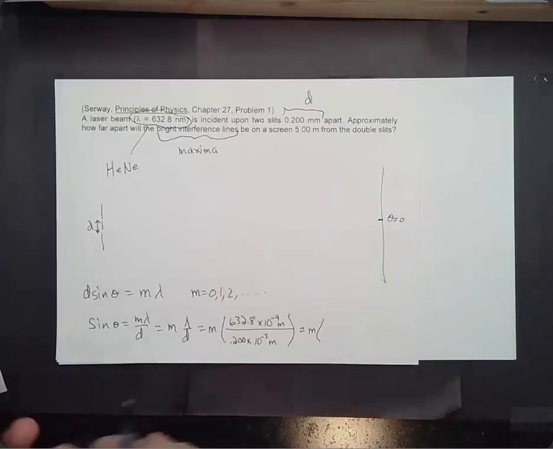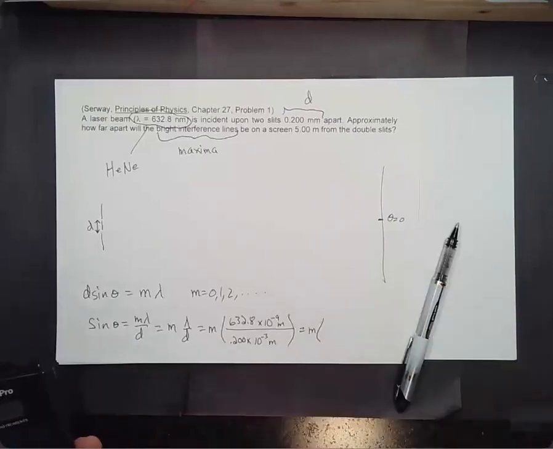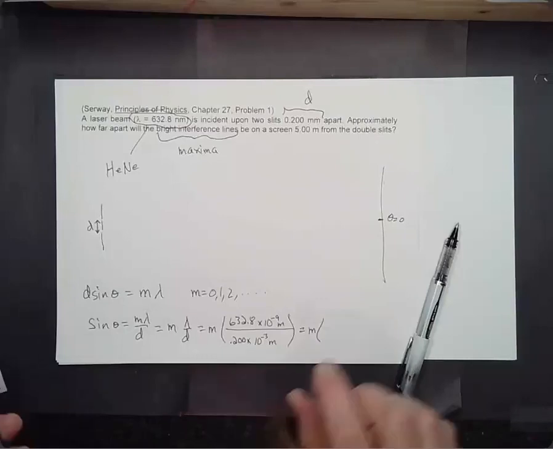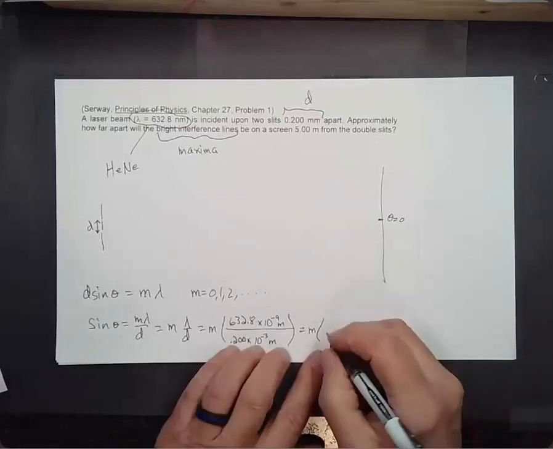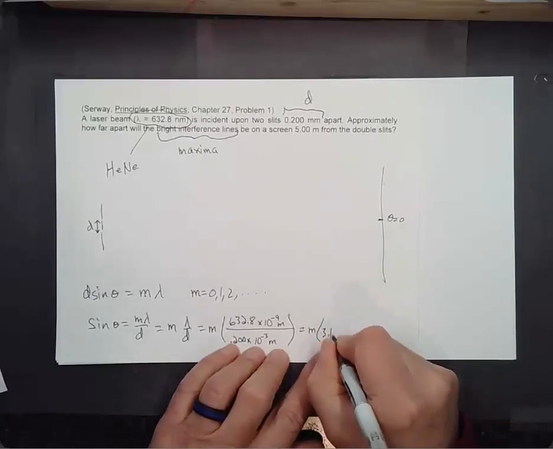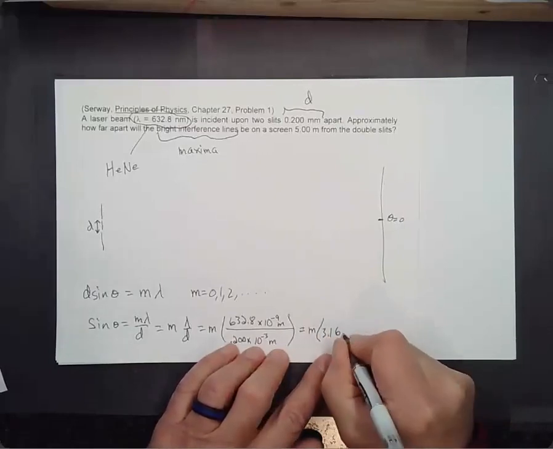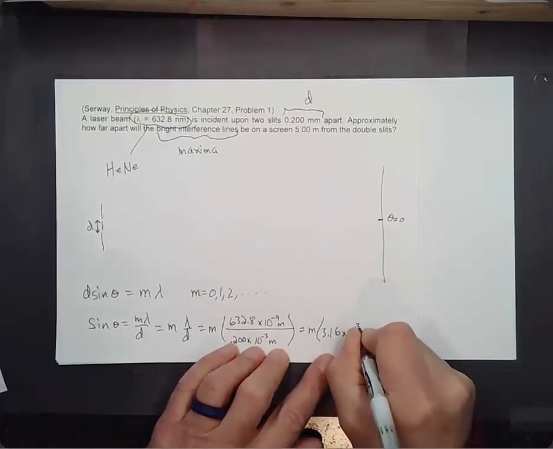Whoops. Nano is 10 to the minus ninth. Man, I screwed up both of my exponents, I forgot to put the minus signs on them. E minus 9, there we go. Okay, anyway, I get 3.16 times 10 to the minus third.